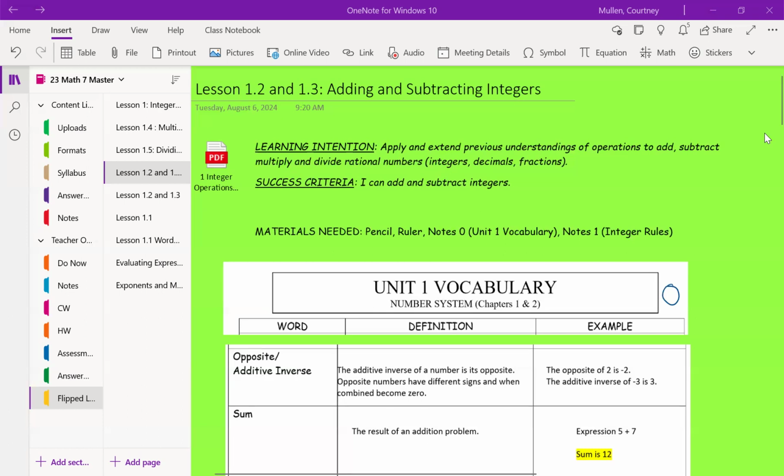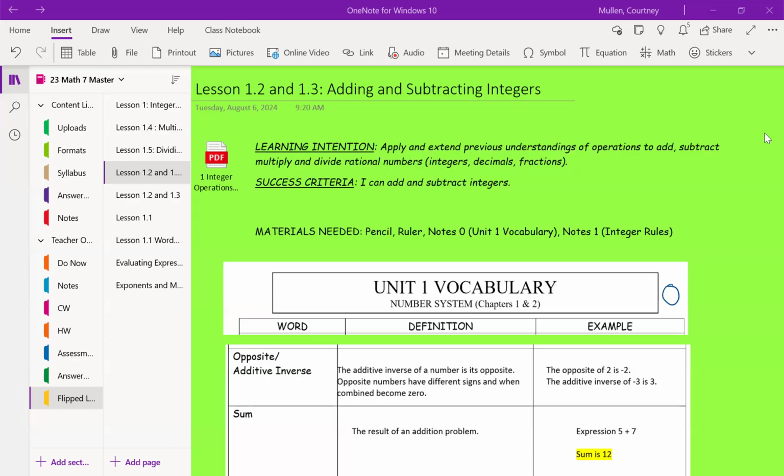Materials you will need for this video are your pencil, a ruler, Notes 1, which is your integer rules notes, and Note 0, which is your Unit 1 vocabulary. Let's start briefly with some vocabulary words.